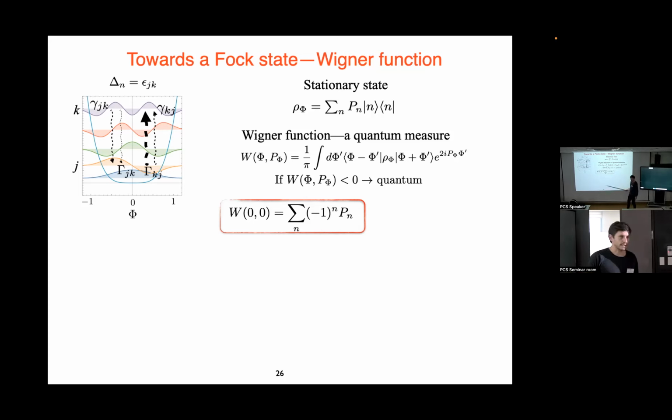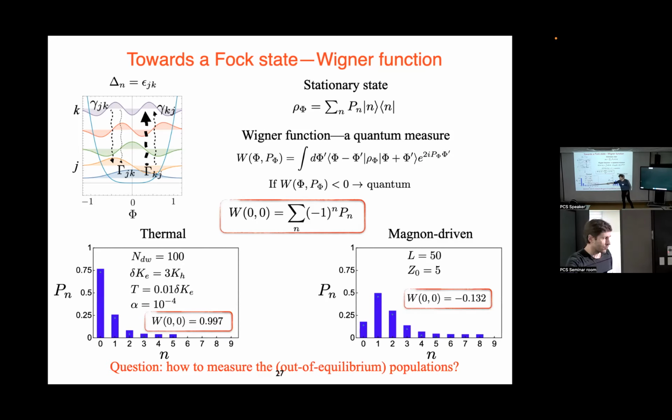And more importantly, if you look at this of phi and p phi, if you look at the origin here, it's given by this expression. So n runs from 0 to all the states with -1 and to Pn. So let's see.